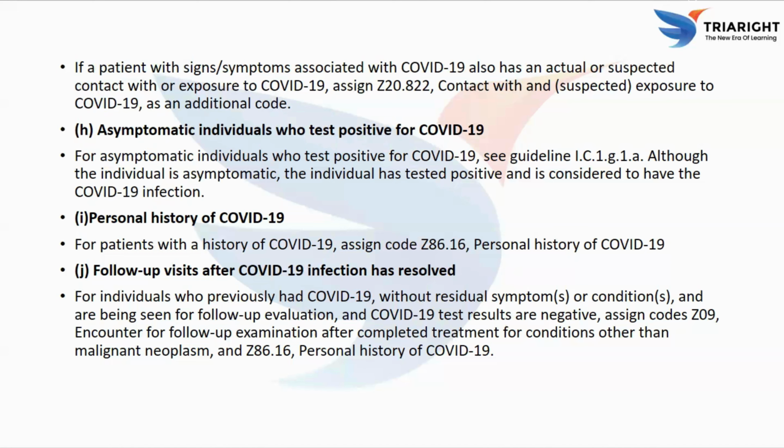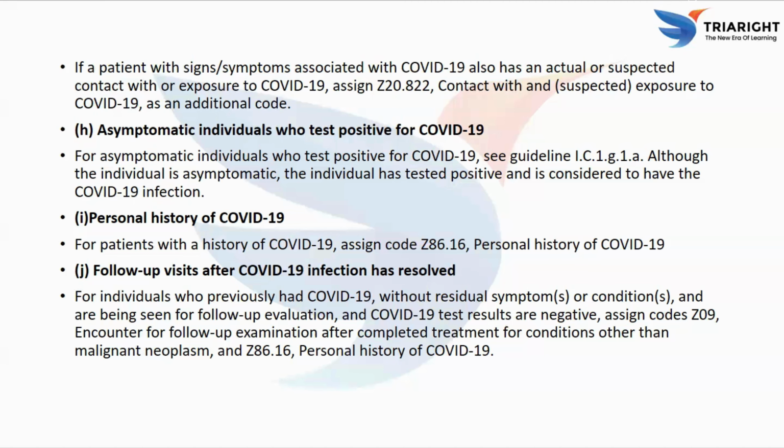How do you code asymptomatic individuals who test positive for COVID-19? This refers to people who have no symptoms, but their COVID-19 test is positive. Even if they have no symptoms, they are still considered to have a COVID-19 infection. So the correct code is U07.1 for COVID-19. An asymptomatic positive is still a confirmed case. Do not use Z20.822 exposure or Z11.52 screening once it is positive.